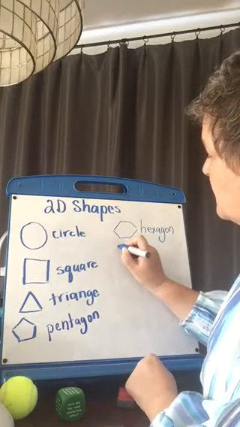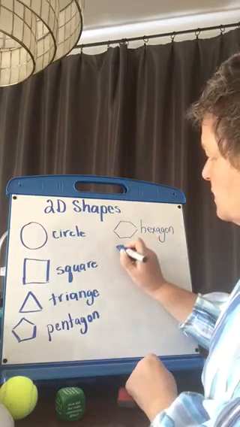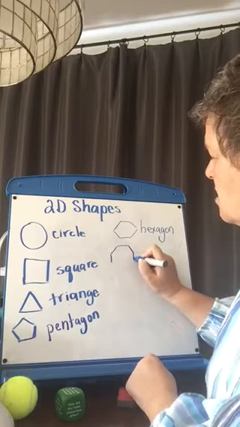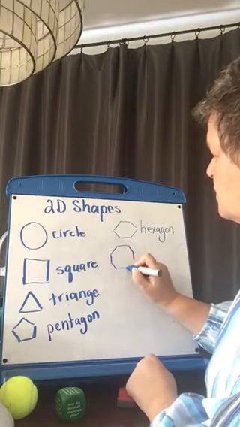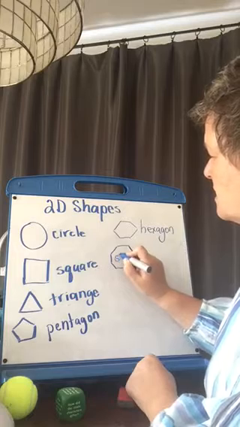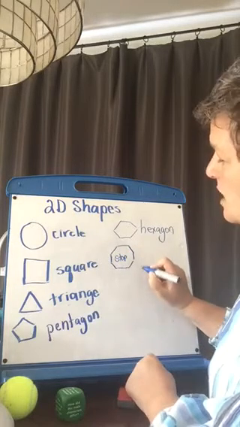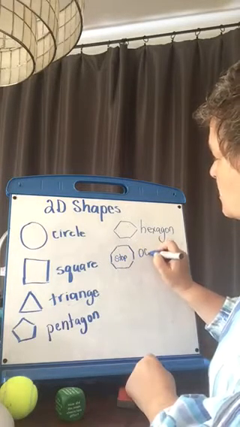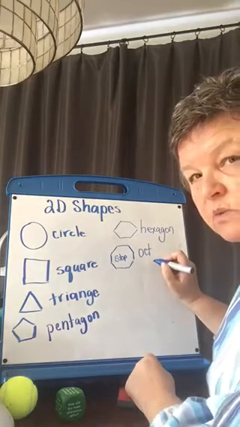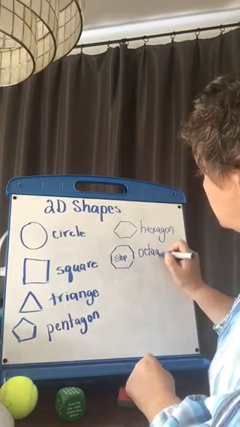and one with 8 sides, you know this one because you would see it on the road when you're going out to walk. Stop sign, we call it an octagon, just like octopus with 8 legs. Octagon.